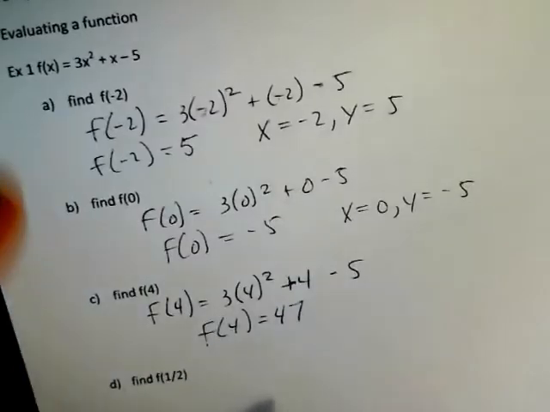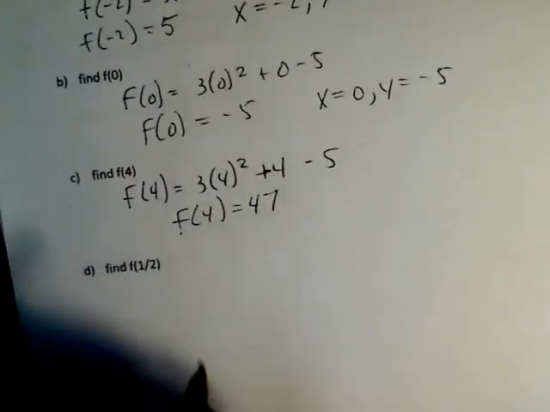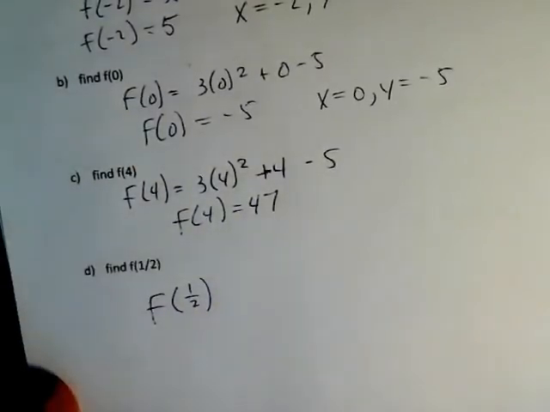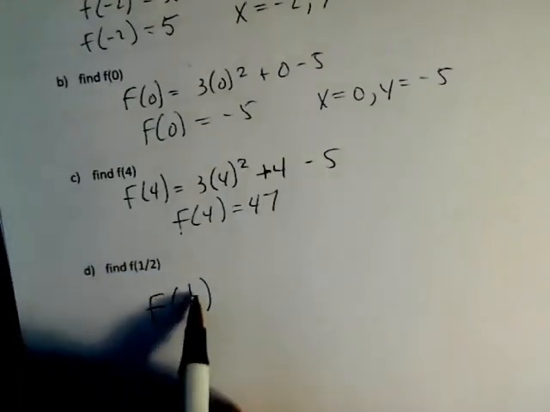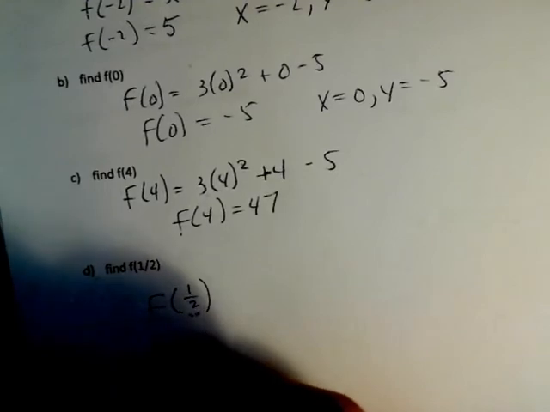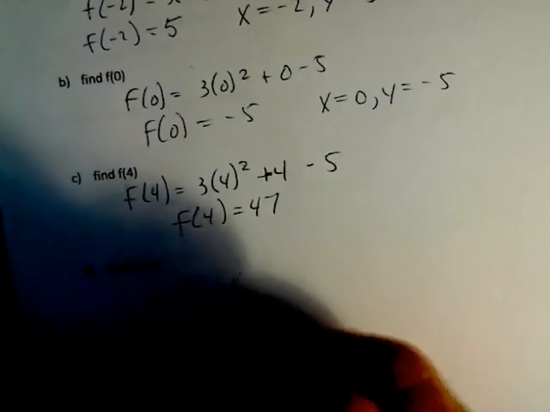The last one down here, we got the fraction. I can't do anything without at least doing something with the fraction. It is f of 1/2. Now, there's a couple ways to do this. In math, we really like to keep things as fractions unless we can convert it to a decimal that is terminating. We don't want to round, especially when we're substituting it into the equation. But remember, this is the same as f of 0.5.